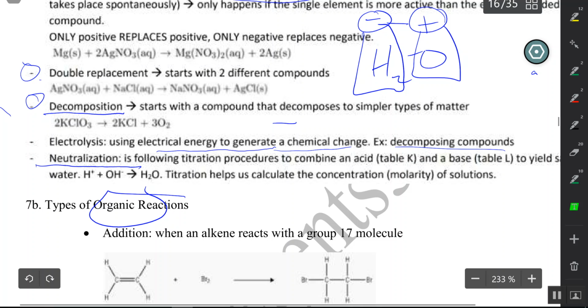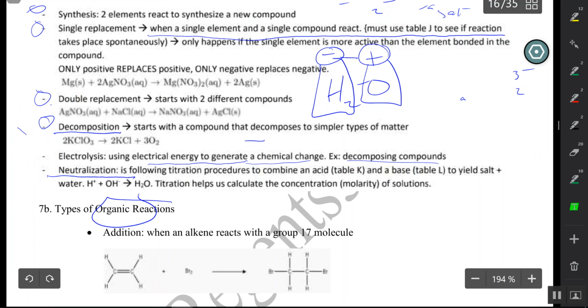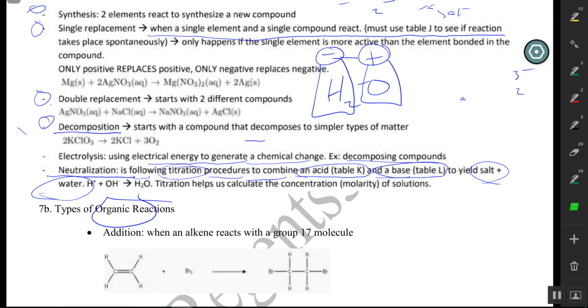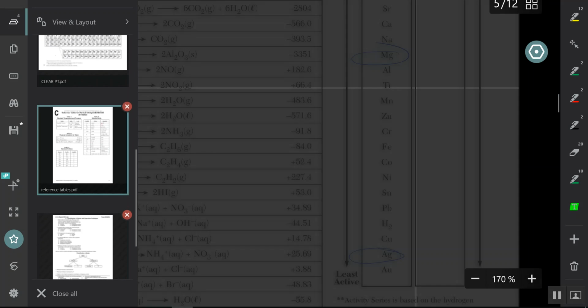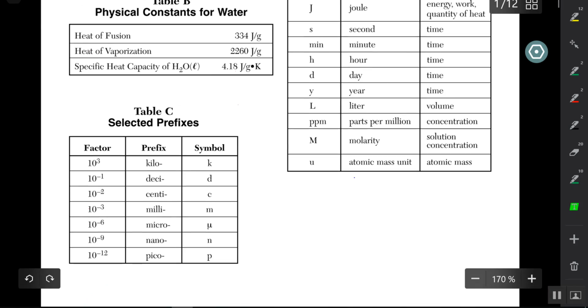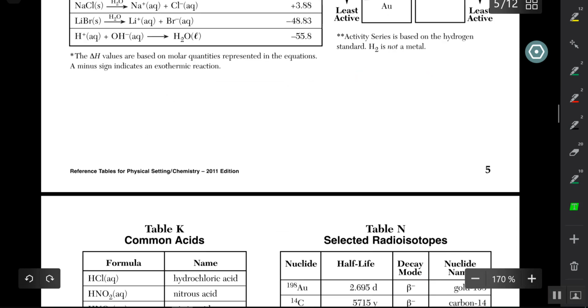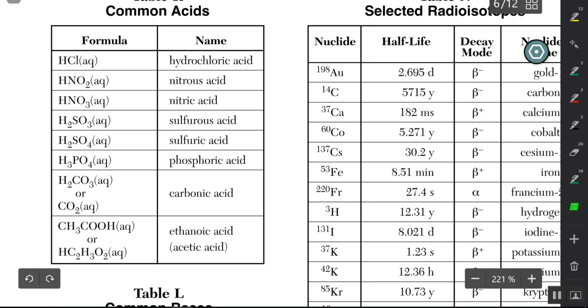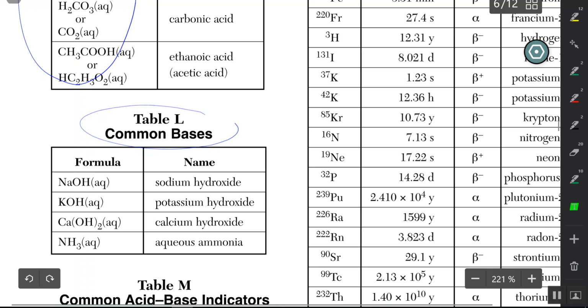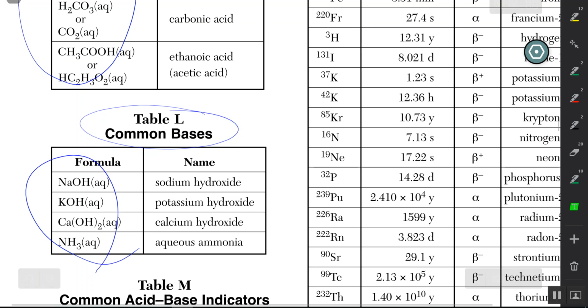Neutralization is just another type of double replacement reaction. It simply follows titration procedures, and we'll talk more about that when we get to acids and bases. So if you combine an acid from table K with a base from table L, you're going to get salt and water. And why is this a double replacement reaction? Because you're actually combining two compounds together. So here's table K. These are all compounds which are representing acids. So all of these are compounds. If you combine any of these compounds with bases from table L, you're going to have a double replacement reaction.